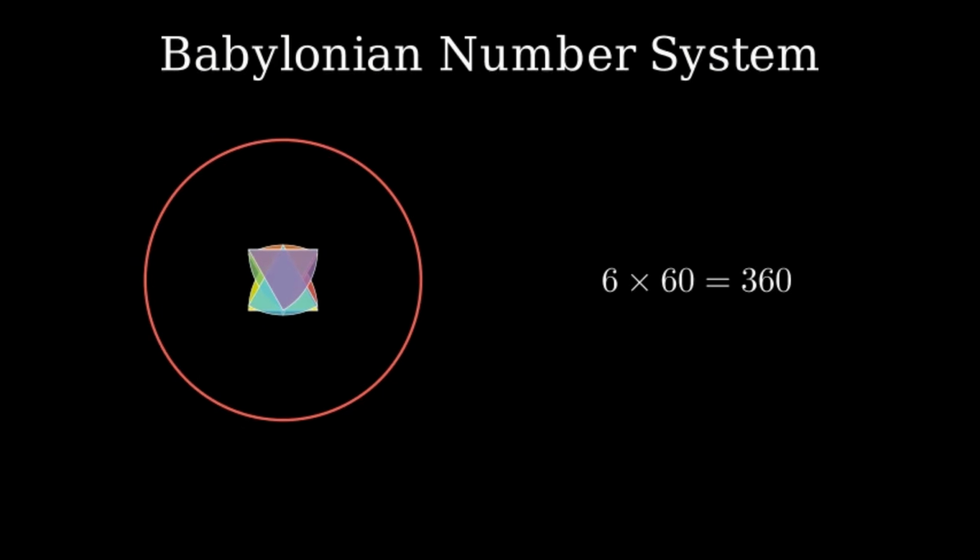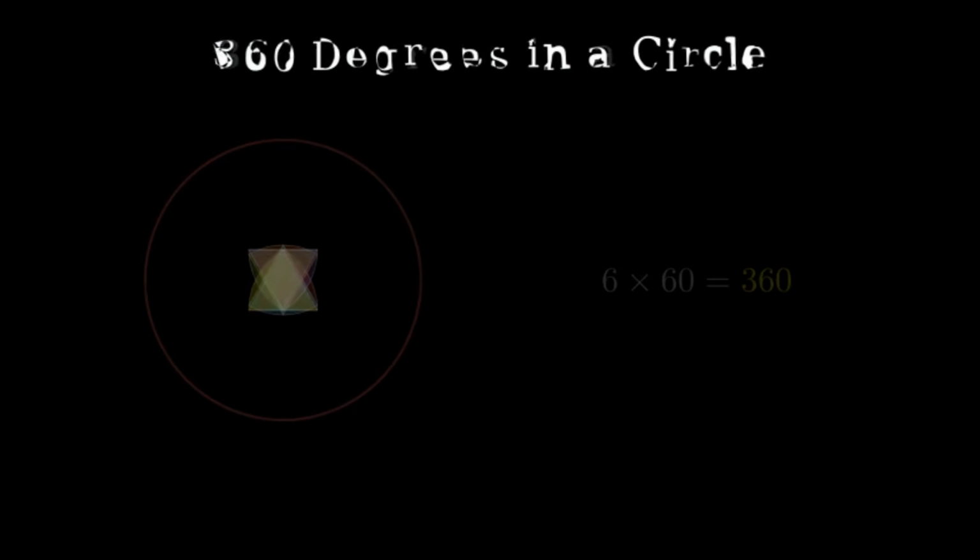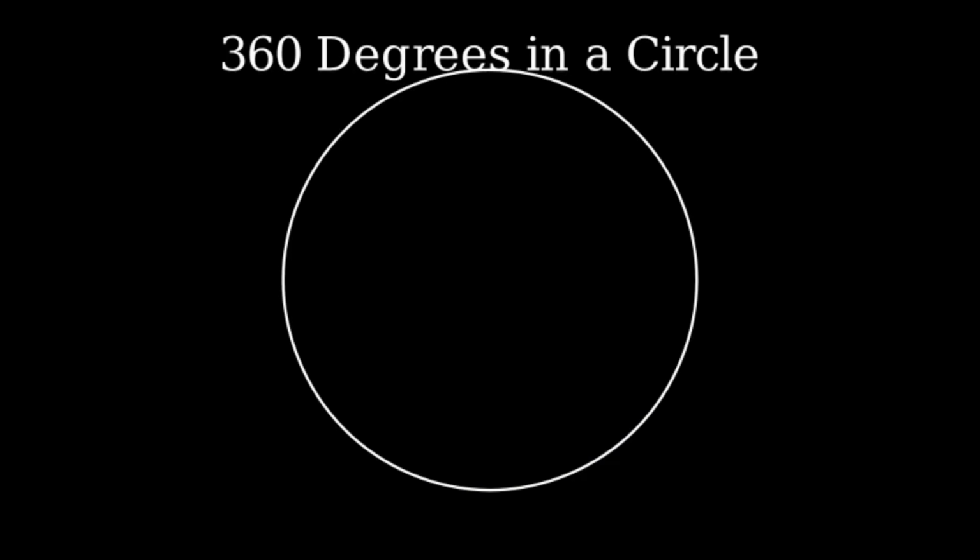This multiplication, 6 times 60, gives us exactly 360 degrees in a full circle. This wasn't arbitrary. It came directly from combining geometry with the Babylonian counting system. This 360-degree system has proven remarkably durable. It has survived for over 4 millennia and is still how we measure angles today.